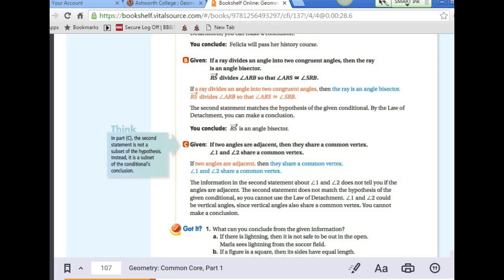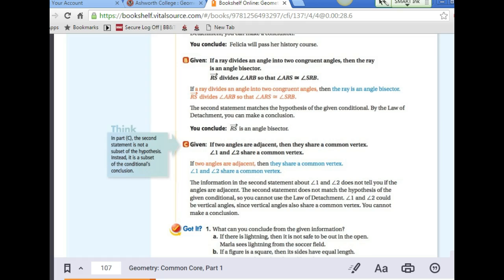And so because of that, it doesn't tell you that the angles are adjacent. The second statement does not match the hypothesis of the given condition. So we can't use the law of detachment. I wouldn't say that it wouldn't be true, but we can't use this process or this idea that we're calling the law of detachment. Angle 1 and 2 could be vertical angles, since vertical angles also share a common vertex. But you can't make a real conclusion because the second statement was about the conclusion and not about the hypothesis. So in contrast, number C is trying to show you what the law of detachment doesn't look like.